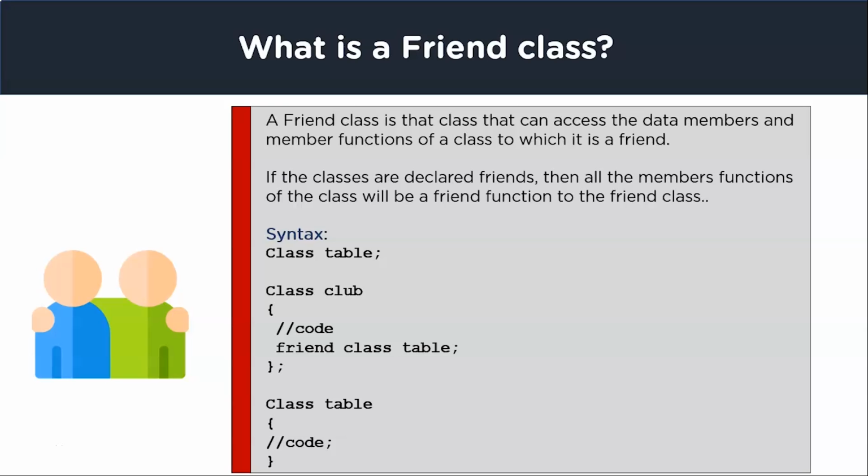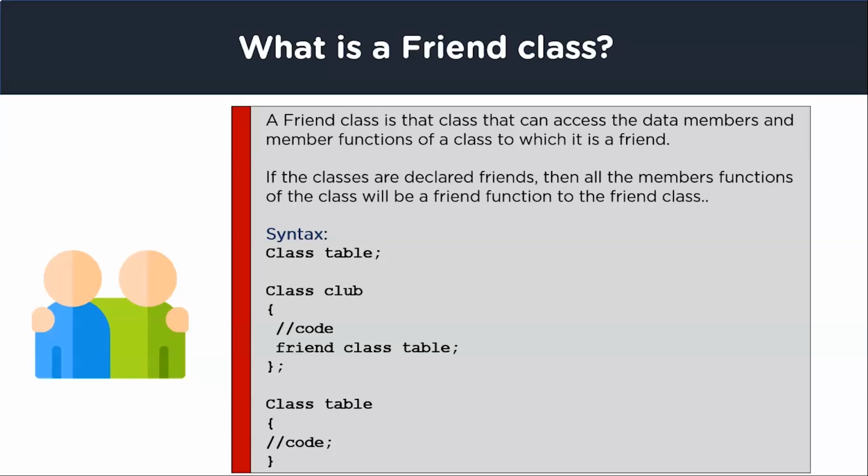Now, let's have a look at the syntax. Here we have done the forward declaration of class table. This will allow the access of the objects of the class table in the class club. Inside the class club, we have declared friend class table. That means the class table is a friend of class club, and it can access members of that class. After that, we have defined the class table without the friend keyword, as we can see.